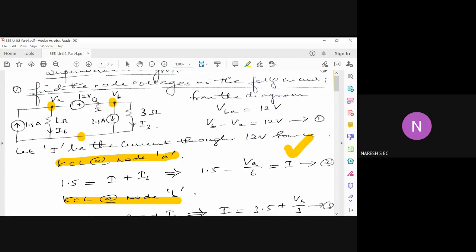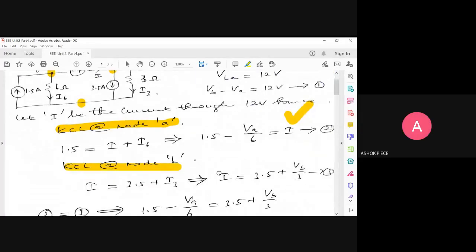What is I? The same thing I asked Naveen Kumar C also. Can you find I directly from the given circuit? No, sir. So write the expression for I as you get it from the KCL equation.